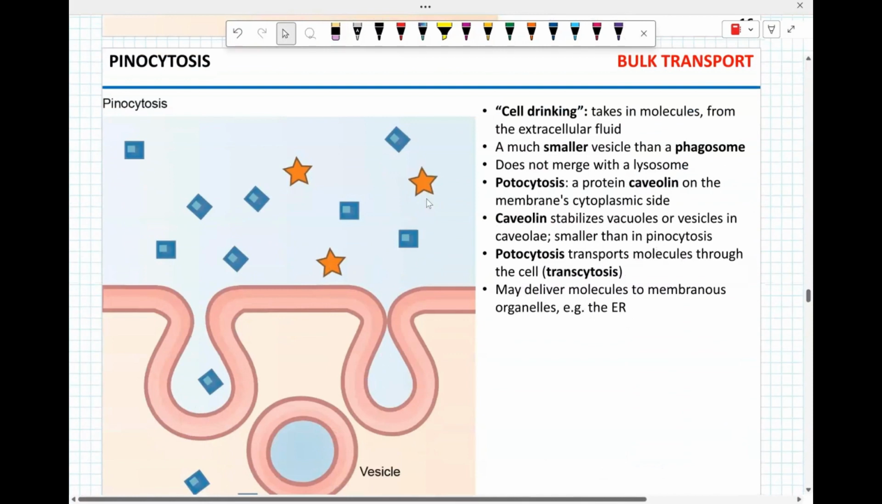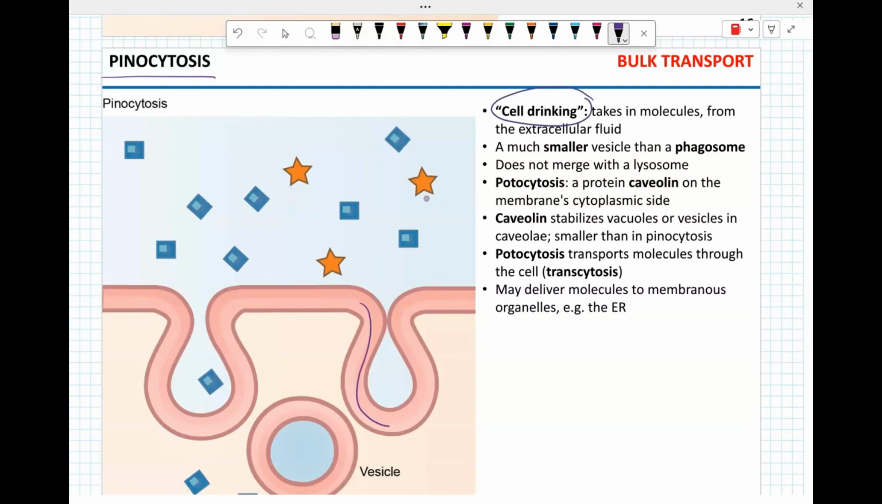Another mechanism for what we call bulk transport is pinocytosis, or cell drinking. In this case, the cellular membrane invaginates and collects whatever is in the extracellular fluid. This is why we call it drinking. This process is not really specific. The vesicle that is formed as the result of pinocytosis is much smaller than a phagosome and does not merge with a lysosome at all.